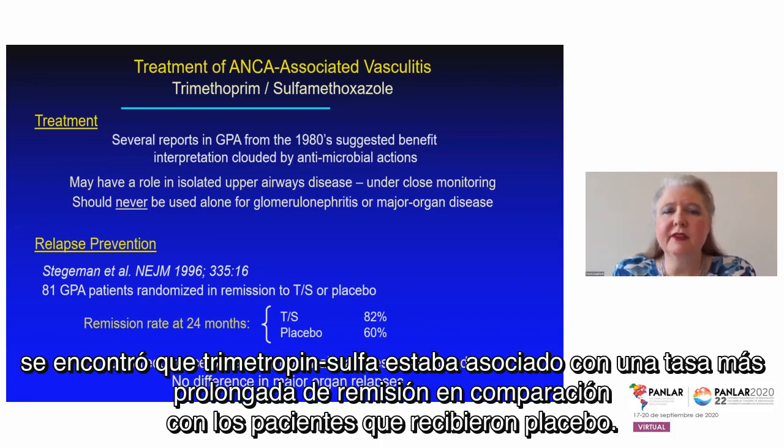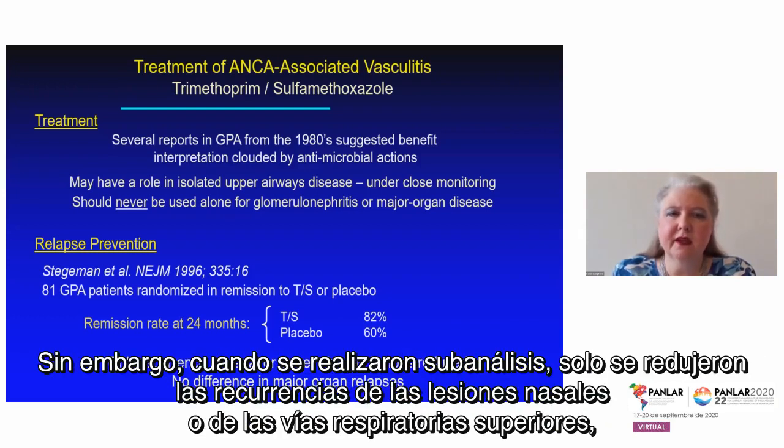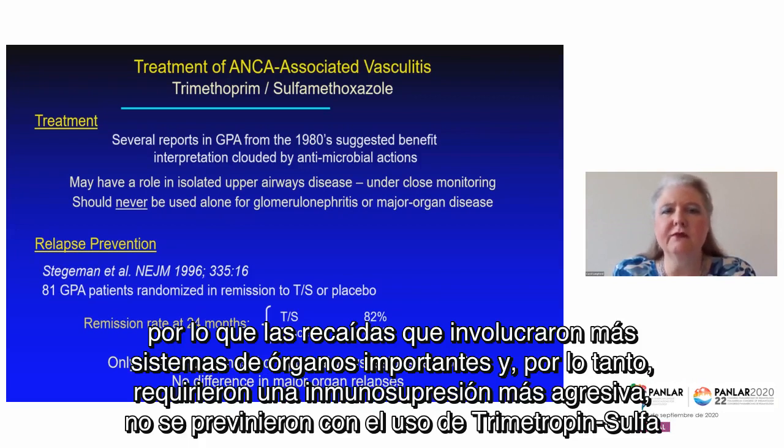Trimethoprim sulfa has also been examined for its role in relapse prevention, and in this randomized trial published in 1996, trimethoprim sulfa was found to be associated with a longer rate of remission as compared to patients who received placebo. However, when sub-analyses were performed, only recurrences of nasal or upper airways lesions was reduced. So relapses that involved more major organ systems and thus required more aggressive immunosuppression were not prevented by the use of trimethoprim sulfa.